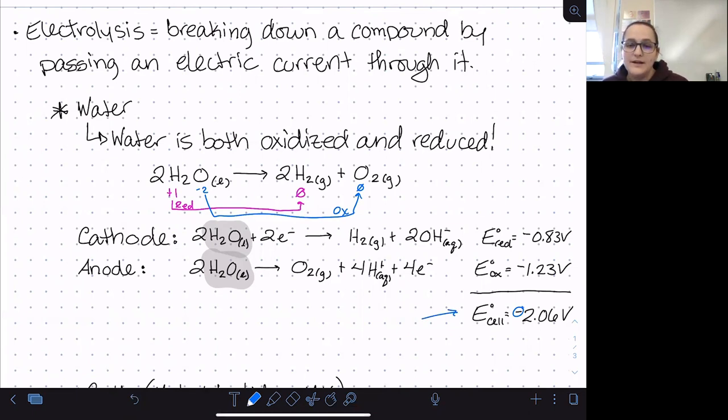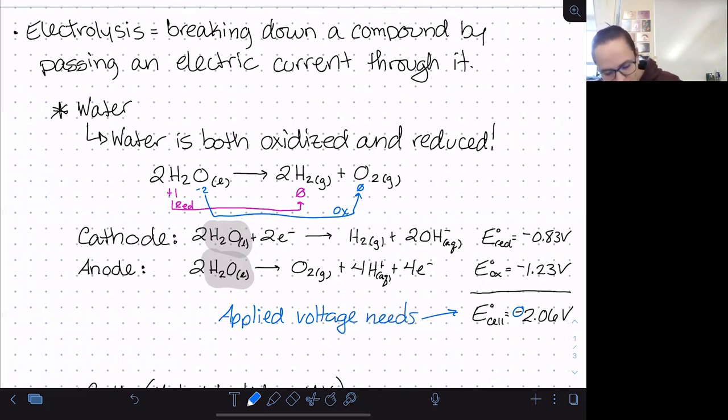And we need to apply enough voltage in order to overcome the negativeness of this reaction. So if you wanted to do this, you need to apply a voltage of at least 2.06 volts. You need enough to overcome how disfavored this reaction is. So the applied voltage here needs to be really a little bit greater than 2.06 volts to get this reaction to happen.